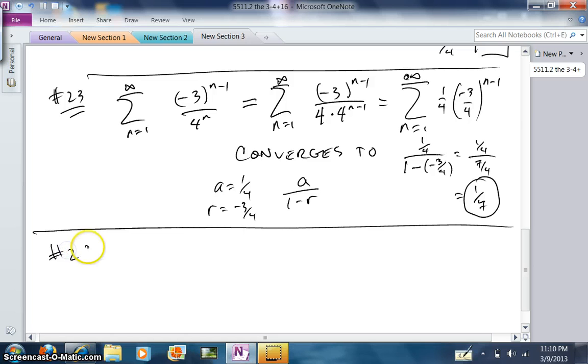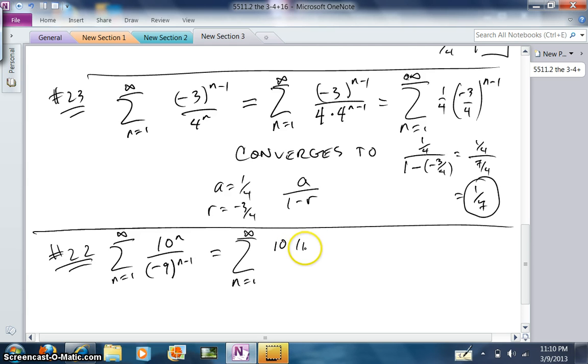Let's look at number 22. It's 10 to the n over negative 9 to the n minus 1, n equals 1 to infinity. Okay, so I'm kind of thinking that this is looking like 10 over 9, which is bigger than 1. I'm thinking this is divergent, but what I want to do is get it in the form where this has an n minus 1 exponent. So let's just take a step here to rewrite it as 10 times 10 to the n minus 1 over negative 9 to the n minus 1.